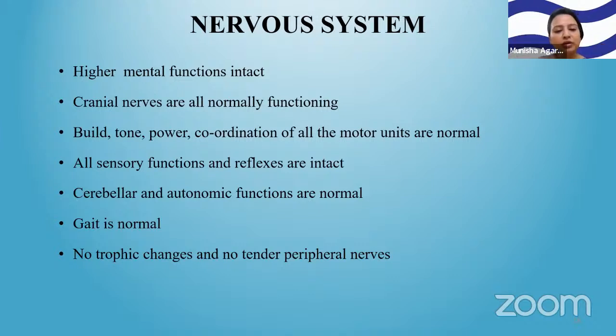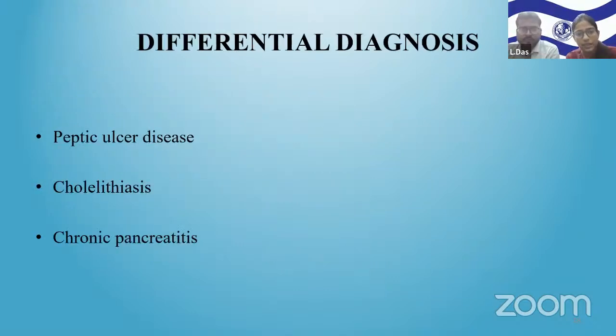So, Megha, based on your history and examination, what is your tentative diagnosis? Based on history and examination, my differential diagnosis will be peptic ulcer disease, cholelithiasis, and chronic pancreatitis. Okay. So, the patient was sent to the surgeons and they did the sonography, etc., and they have confirmed the diagnosis of gallstone disease. Yes, ma'am.